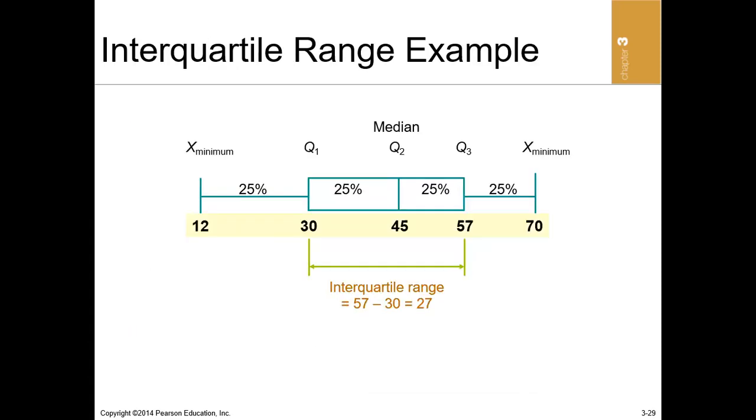Now, this is an example of interquartile range, okay? So 30 is the first quartile figure, 57 is the third quartile figure. So the interquartile range will be 57 minus 30. To know how to compute first quartile and third quartile, watch video 2 of this series.